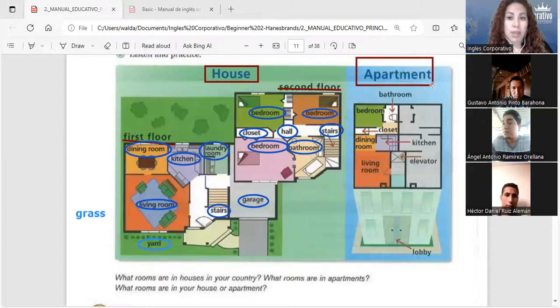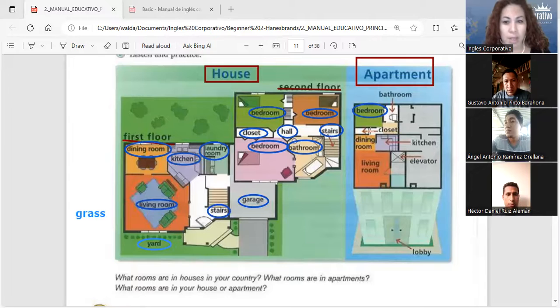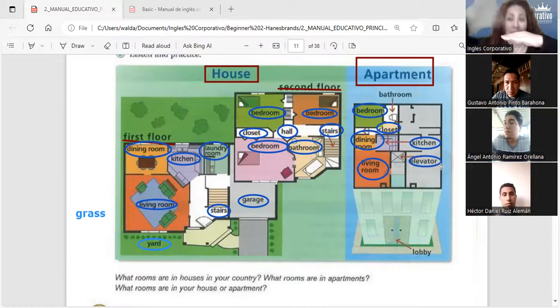Okay. In the apartment, it has very similar things, but slight differences, okay? So in an apartment, you will also find the bedrooms. We have one. Oh, sorry, there's only one, okay. Because it's smaller, we have the dining room and the living room. Ya ustedes saben de esto. The closet. The kitchen. And I think what is different is that we might have an elevator because it's very high. Okay?